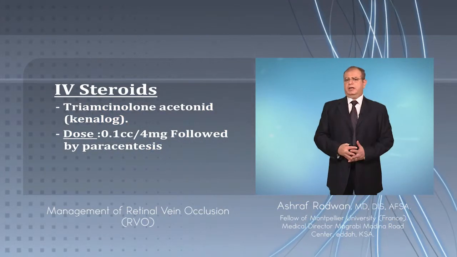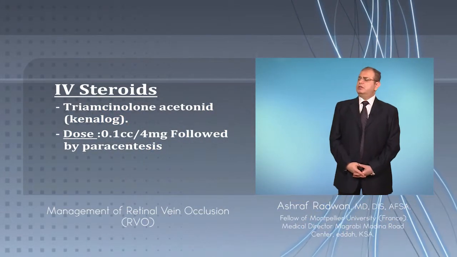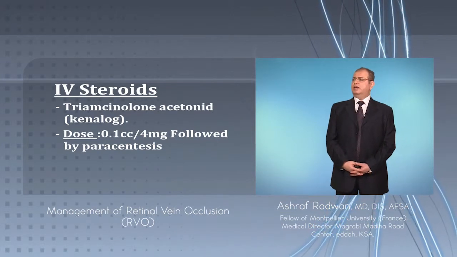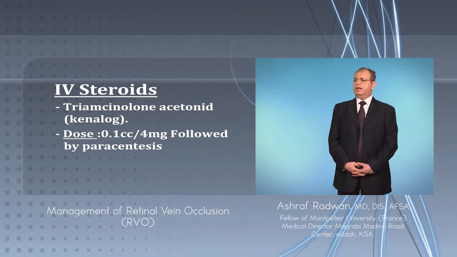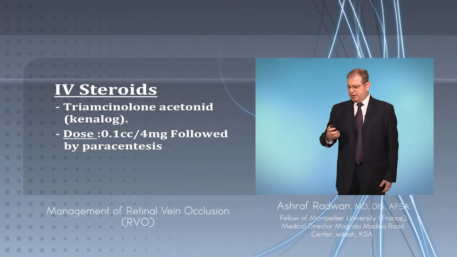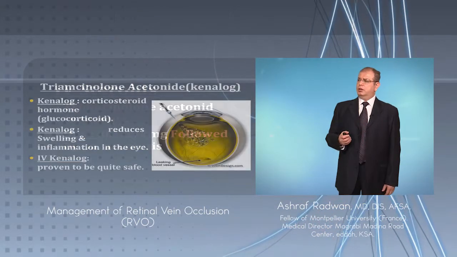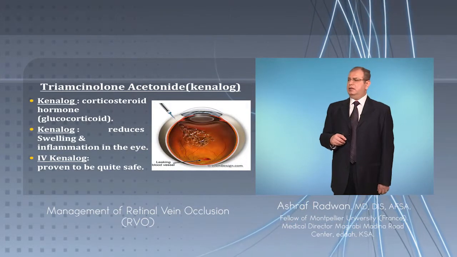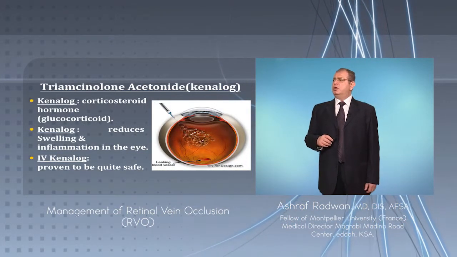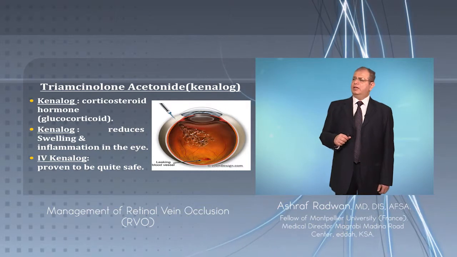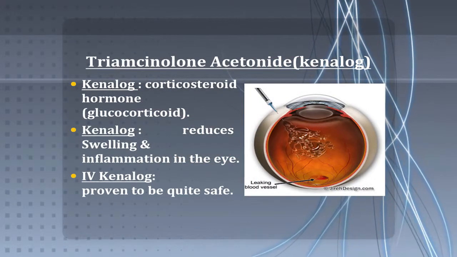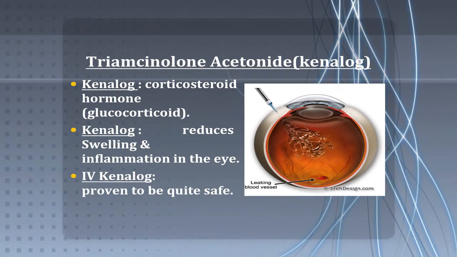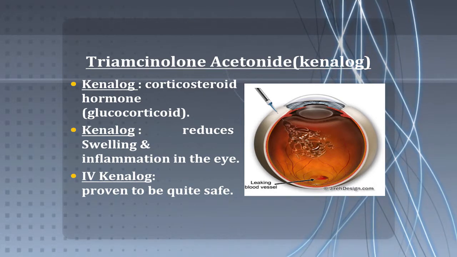We go to another category, which is intravitreal steroids, the triamcinolone acetonide or the Kinalog. The dose used is 0.1 cc, which represents 4 milligram, followed by paracentesis if we give it with any anti-VEGF. The triamcinolone acetonide, or the Kinalog, is a corticosteroid hormone, a glucocorticoid. The Kinalog reduces the swelling and the inflammation in the eye.